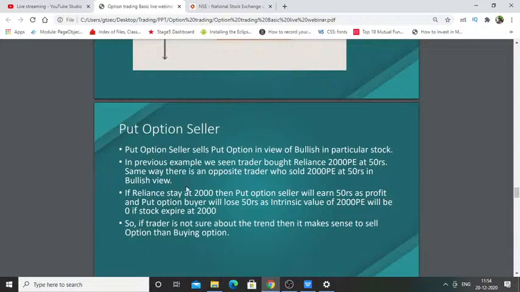Okay, so the trader has bought the Reliance 2000 put, assuming that the stock is bullish, but after some time something happens, and the stock doesn't move, or it falls down to 1970 or 1950. Till then he is not going to lose at all. Even if the stock starts falling below 1950, only then should the trader take some action. He can do some adjustment, or he can come out of the trade with some stop losses as per the risk capacity of the particular trader. Okay, so this is about put option selling.